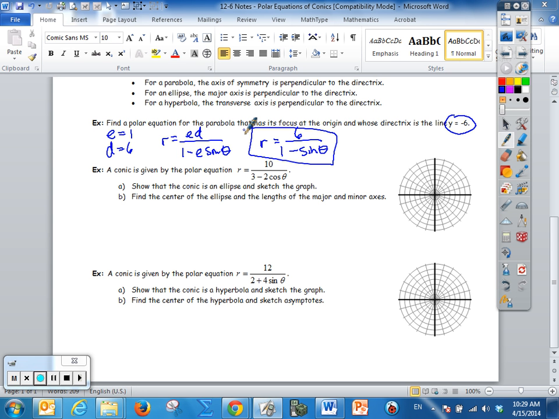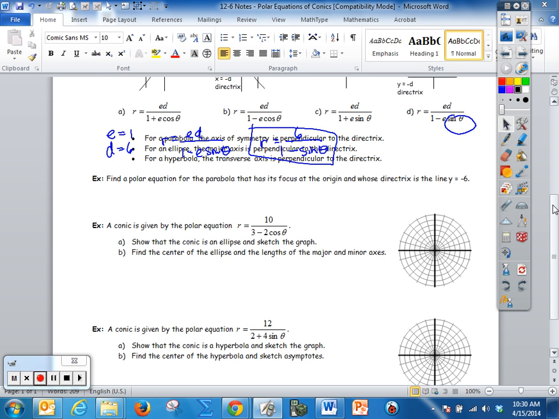The next two problems are a little bit more complicated because they're going to be asking for more things. They actually give us an equation, and they want us to show it's an ellipse, sketch it, do some different things. So let's think about that. First of all, this form that these equations are in up here, notice how they all have a 1 minus or a 1 plus. Period. They're all like that.